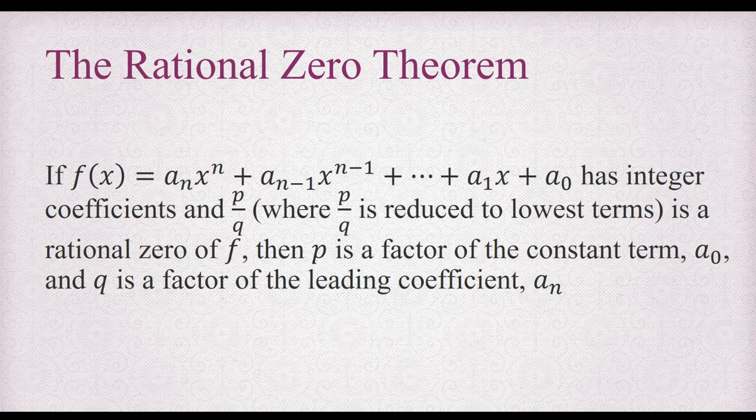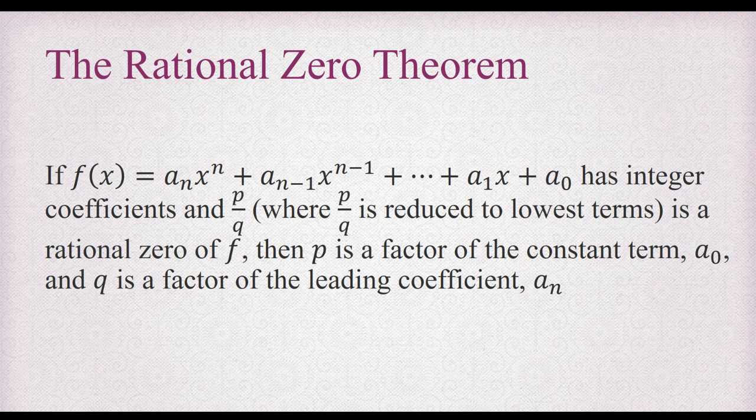So the rational zero theorem says this: if f of x equals a sub n x to the power of n plus a sub n minus 1 x to the n minus 1 power plus, and then it keeps going until it gets down to a sub 1 x plus a sub 0, it has integer coefficients and p divided by q, where that fraction is reduced to the lowest terms, is a rational zero of f, then p is a factor of the constant term a sub 0, and q is a factor of the leading coefficient a sub n.